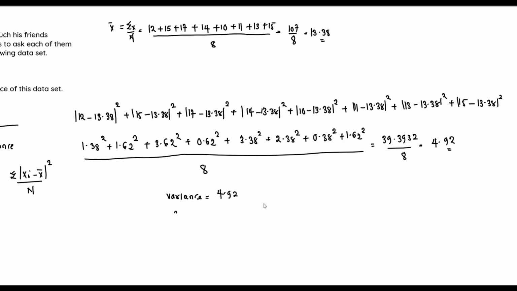So to get the standard deviation, we are going to be taking the square root of 4.92. When I use my calculator, the square root of 4.92 gives us 2.22 approximated to 2 decimal places. So the variance of our data set is 4.92 and the standard deviation of our data set is 2.22. So let's go to the next question.